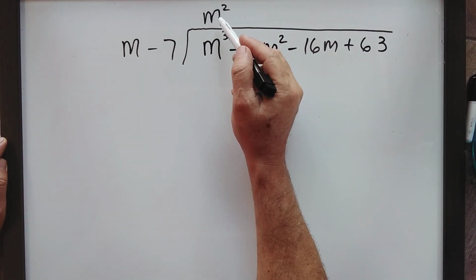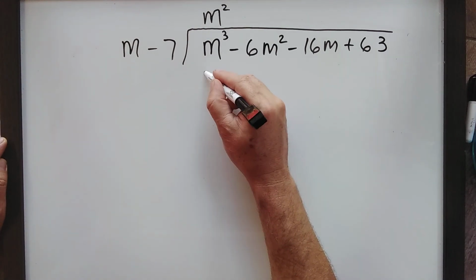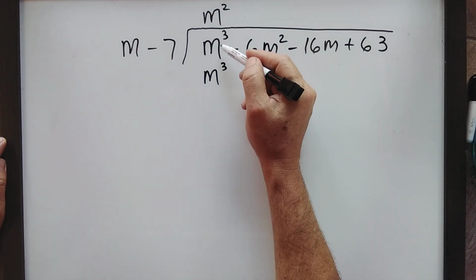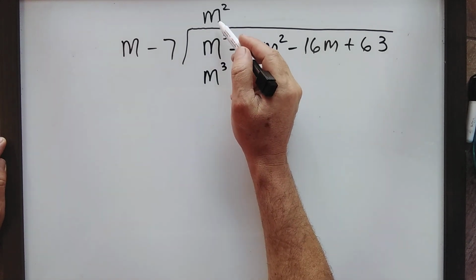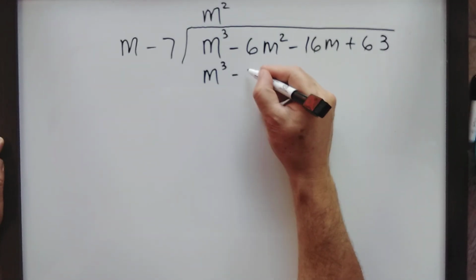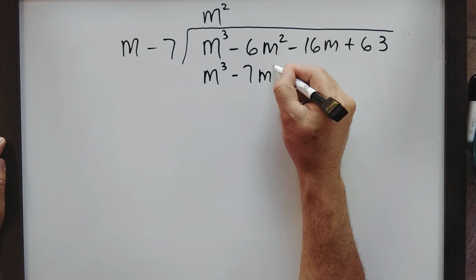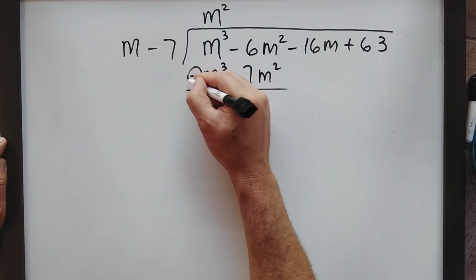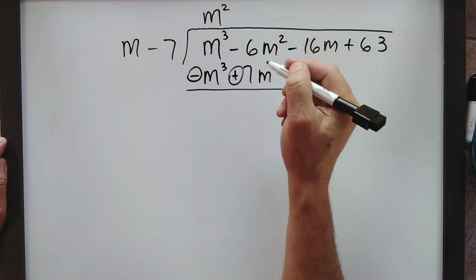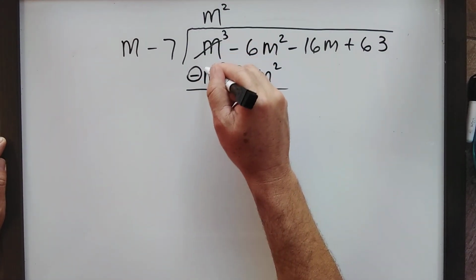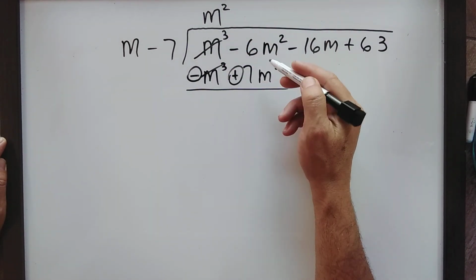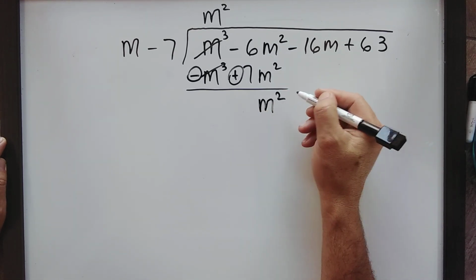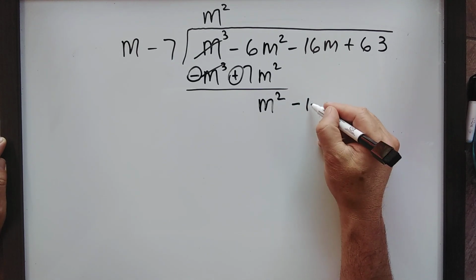Once you get this one, multiply m squared times m is m to the third. You're always going to get the same one as that one. m squared times negative 7 is negative 7m squared. Now we subtract, that means you change signs to the opposite. This one becomes negative, and this one becomes positive. This cancels out. Negative 6 plus 7 is 1m squared, or just m squared. Bring down the next term.